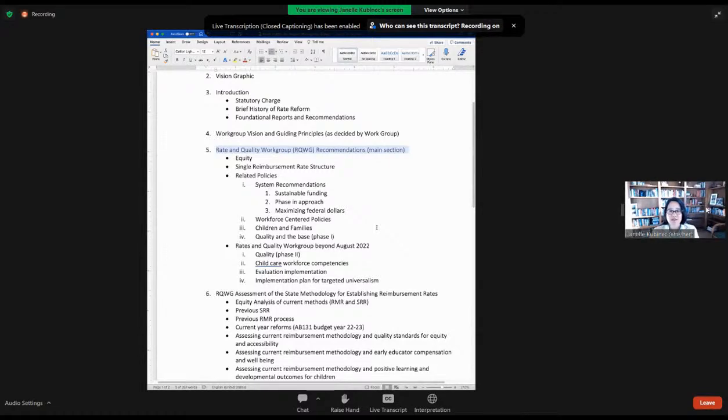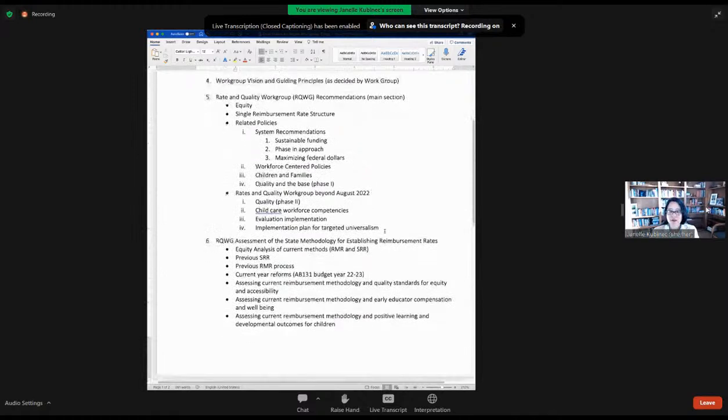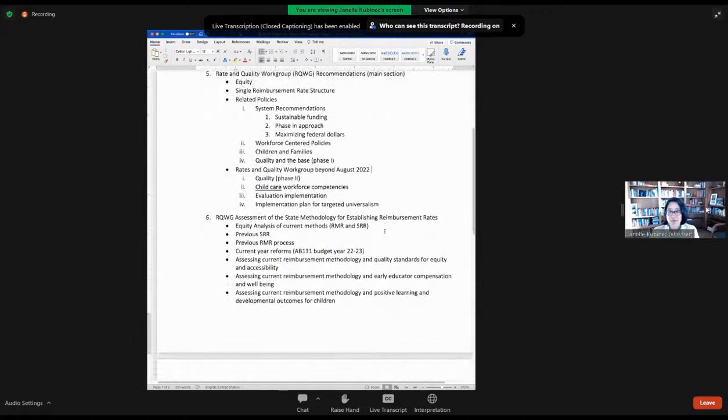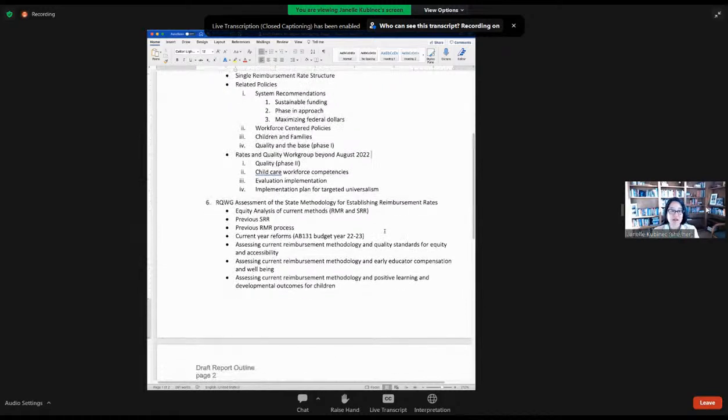And then getting to what does it mean to have a single reimbursement rate structure? What are the related policies to that? So we have a number of things. Again, these echo the areas that are in the vision and guiding principles. And then things that you have all noted or talked about that really are related but extend beyond our specific work here. So we will continue to look at what needs to go into that area. Providing then, as the statute calls for, some assessment of the state methodology for rates.